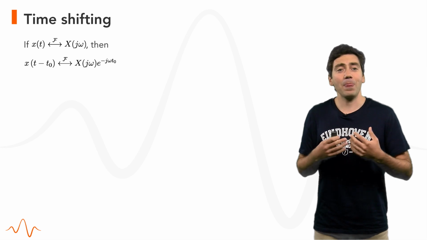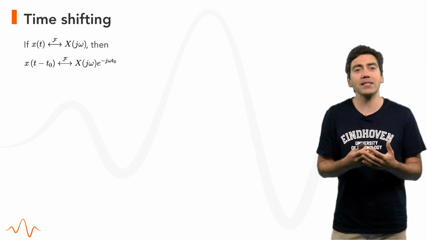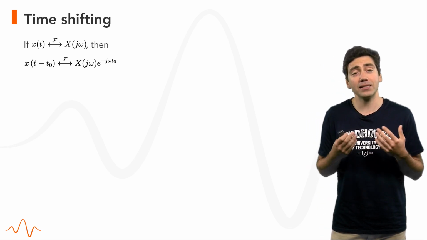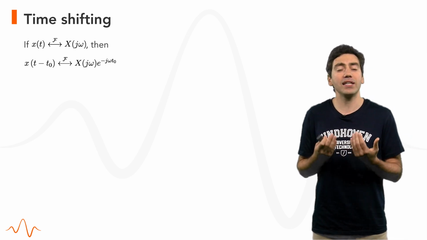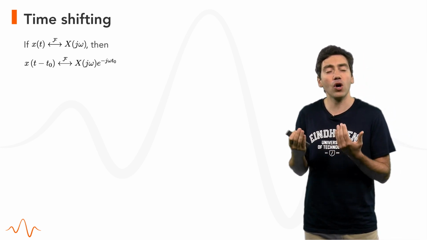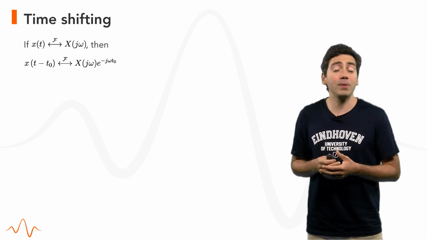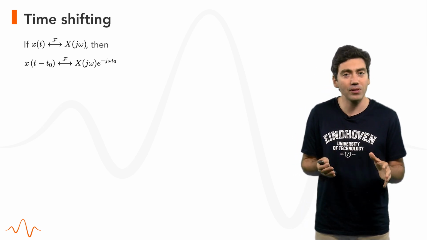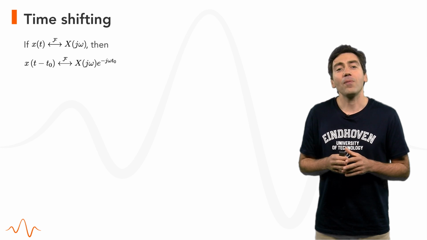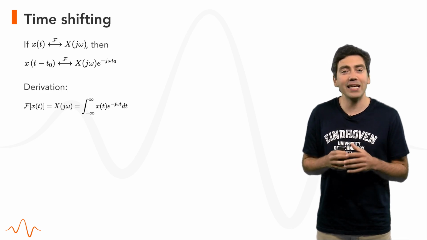And note that this complex number, e to the power of minus j omega t naught, has magnitude 1, so we do not affect the magnitude of the Fourier transform when we shift the signal. T naught might also be negative, and this property still holds. Now, deriving this property mathematically is again very, very easy.